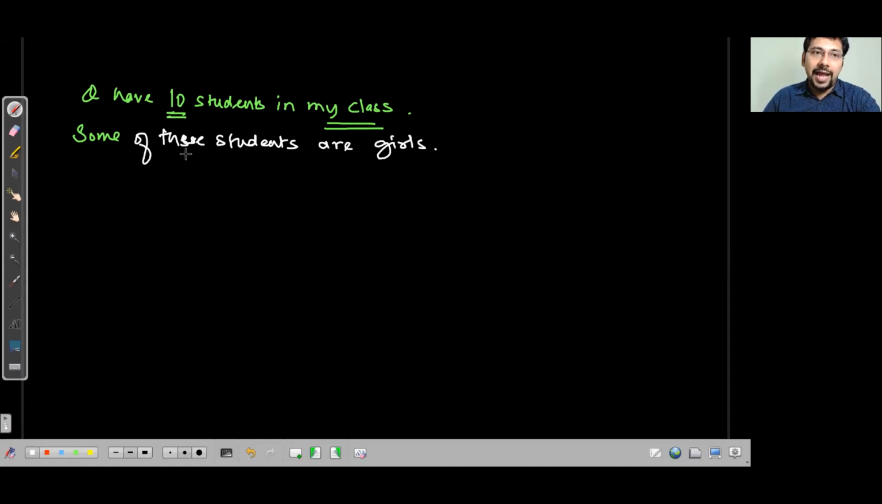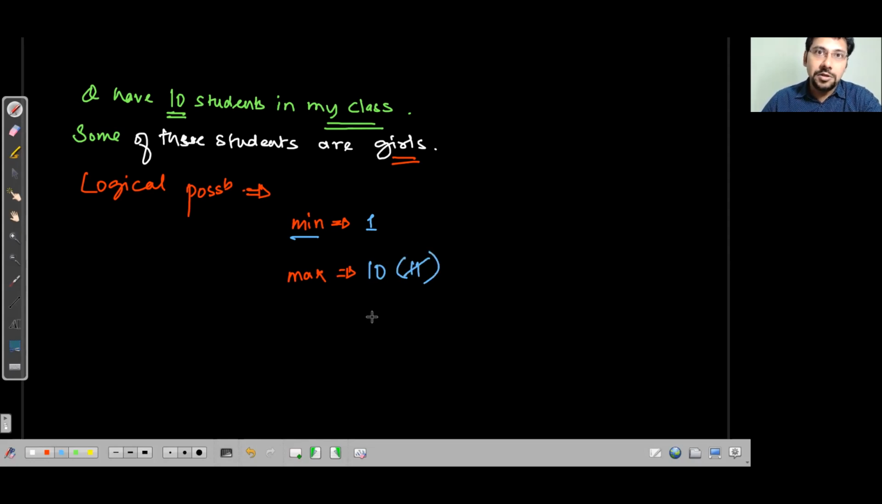Now, I ask one of the students, okay, what are the logical possibilities of the girls in the class? Let's say a minimum and a maximum. If you go by logic, I think it's very simple. The minimum starts with 1. There has to be a minimum of 1 girl. And the maximum is going to be some 10. It can't be 11. I mean, 11 is illogical.